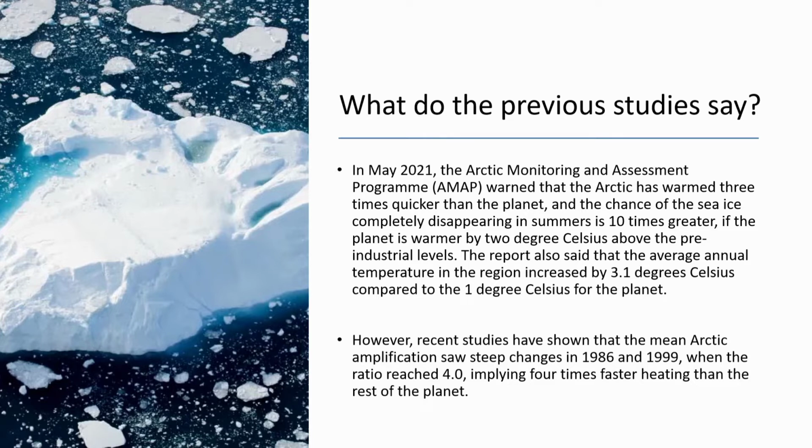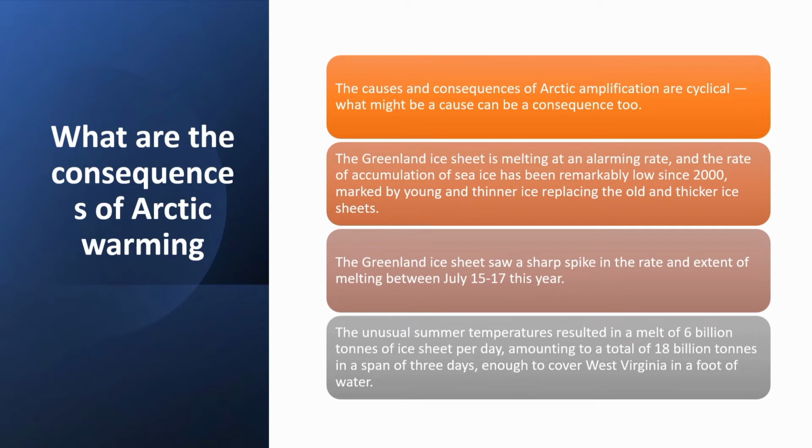So it is very alarming, because if the temperature is increasing annually by 3.1 degrees Celsius, it will lead to a situation where at some point in the future there will be no ice sheet, everything will melt, and there will be another cyclic phenomenon like sea level rise and other drastic or catastrophic events throughout the globe. Now we have seen the important causes, so let's look into the important consequences of Arctic warming.